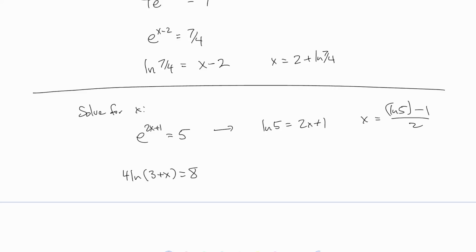And the other one, I need to divide by the 4 first, because it's messing up the log at the moment. So ln 3 plus x is 2. And then write this as the exponential. It would be e to the 2 equals 3 plus x. So x is e to the 2 minus 3. That's how we do it. All right. Excellent.